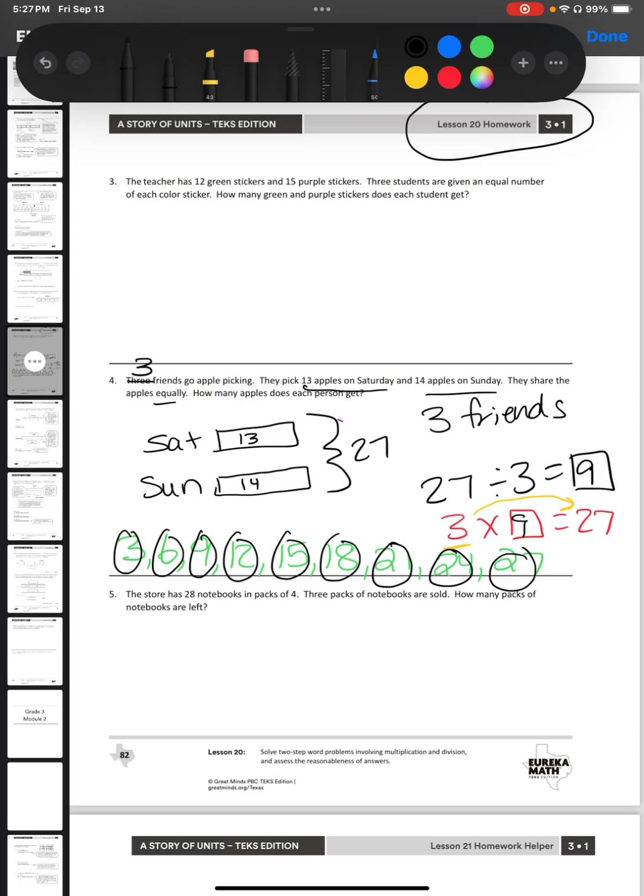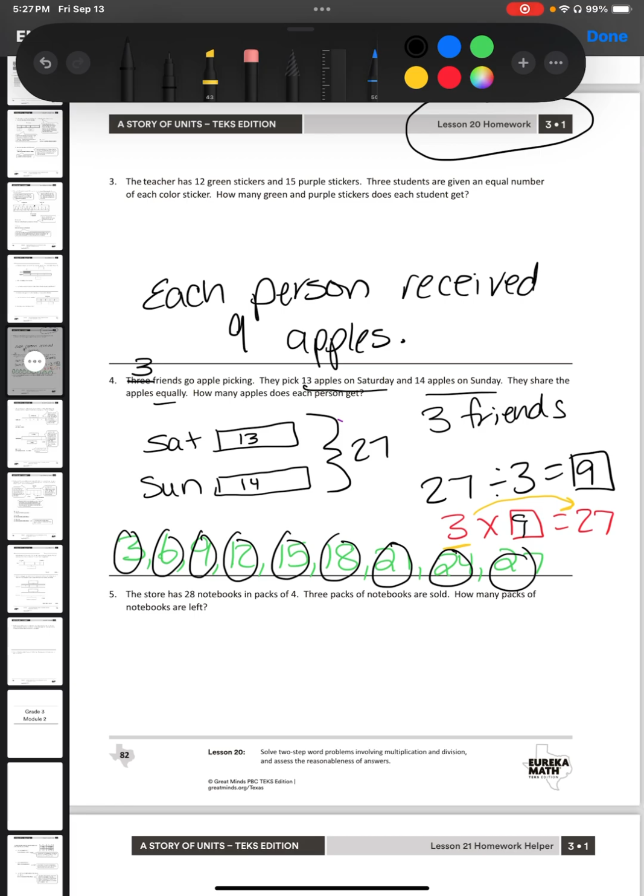This is one of those where you're assessing the reasonableness of your answer. I like to have kids write out their answer. Each person received 9 apples. When you write it out, you can often find if you have made a huge mistake, and this is the big mistake that happens the most. The kids may combine to find 27, and they may do 27 three times.